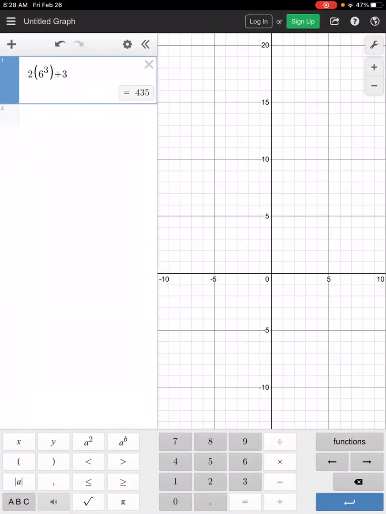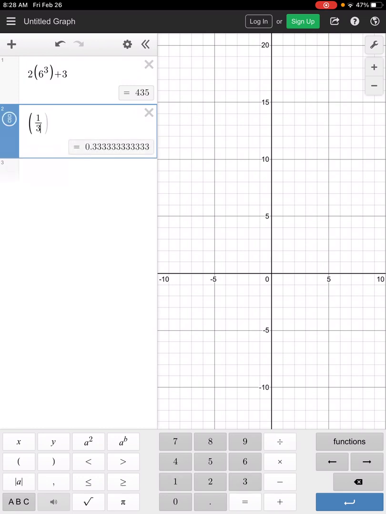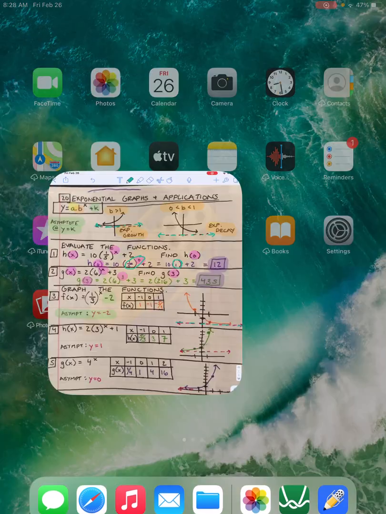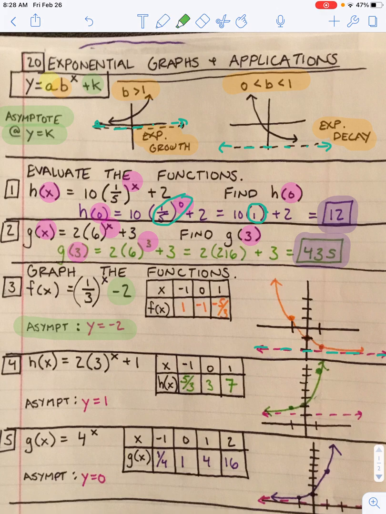So 1/3 in parentheses, so 1 divided by 3. Arrow over before you raise it to your power. So we're raising it to the -1. Arrow outside your parentheses, and minus 2. And we get 1. And that's what you can see here. When I plugged in -1, I got +1. So go ahead, go over my graph, -1 to the right, up 1, and I have my first point.